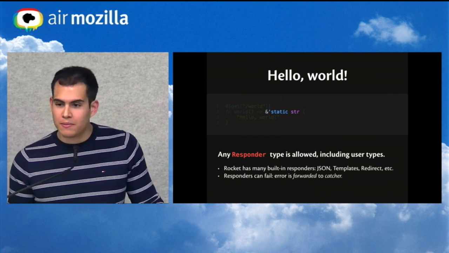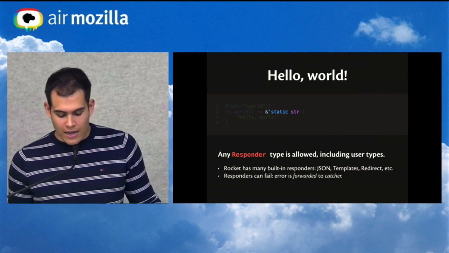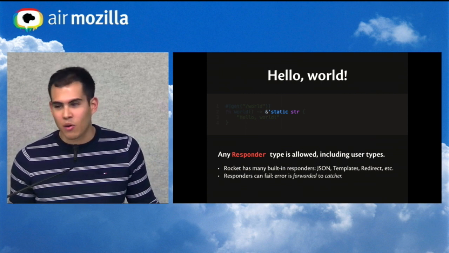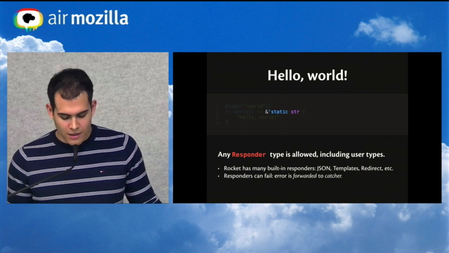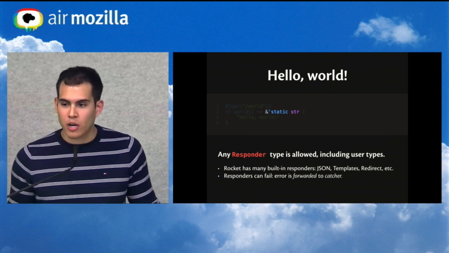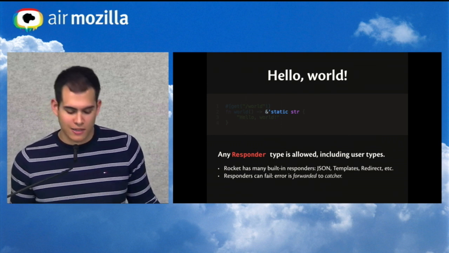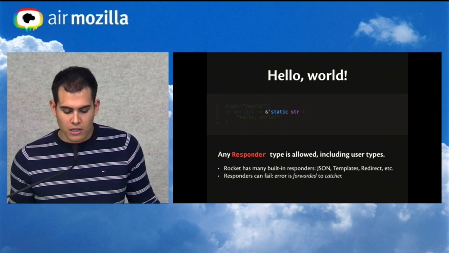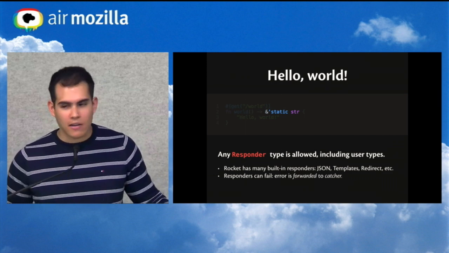You can implement it for your own types. Maybe you have some custom serialization thing, you want to implement it, you can do it yourself. Rocket has a bunch of built-in responders, including JSON, templates, redirects, status codes, whatever you want. It's probably in there. Flash messages, other things. And they can also fail because, for example, if we're going to serialize some structure into some arbitrary format and the structure is not amenable to that format, then it's going to fail. And what happens then is that the responder can decide to take the error and forward it to something called a catcher, which I'm not going to talk about, but a catcher is an error handler, essentially.